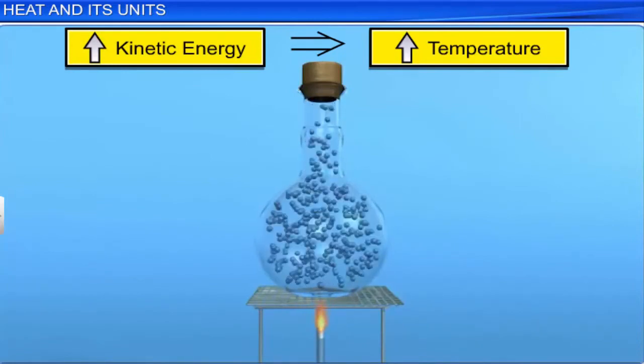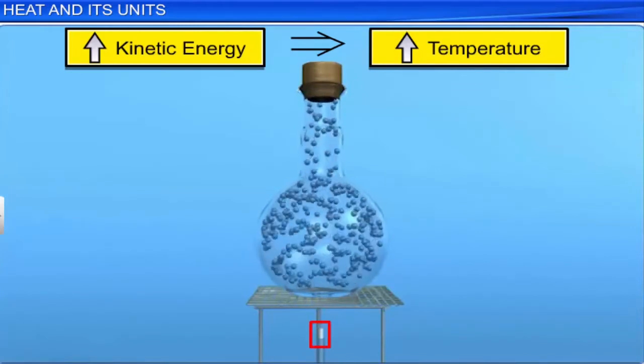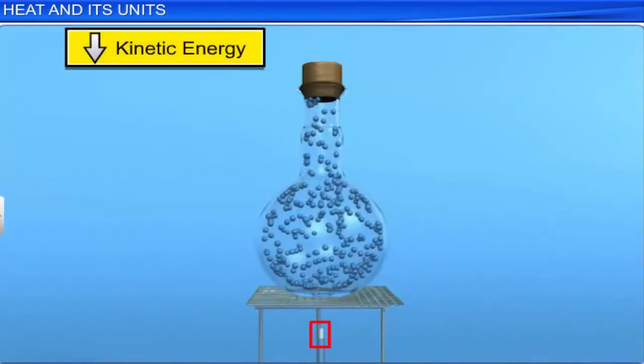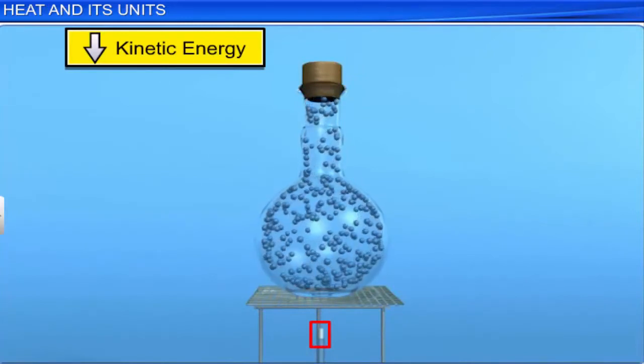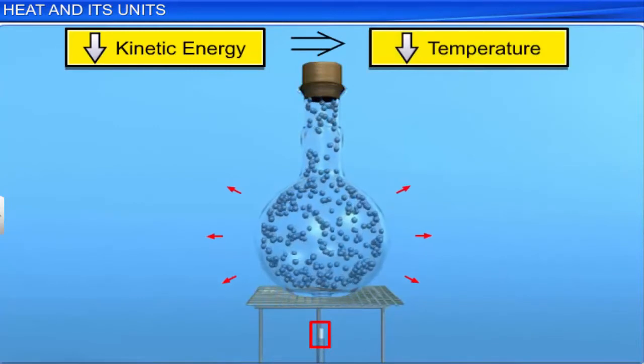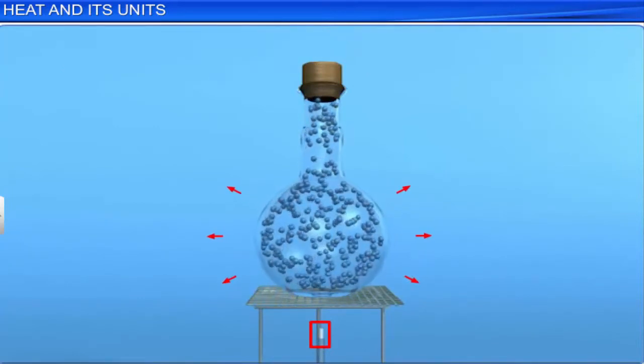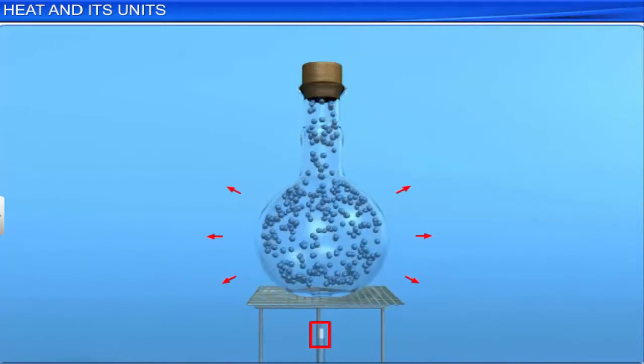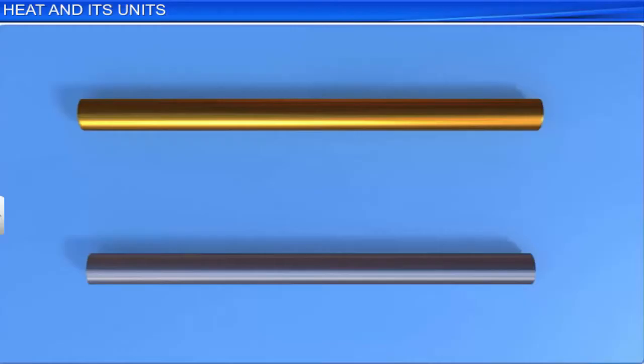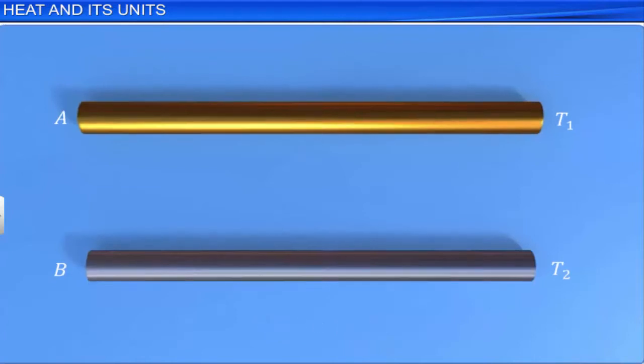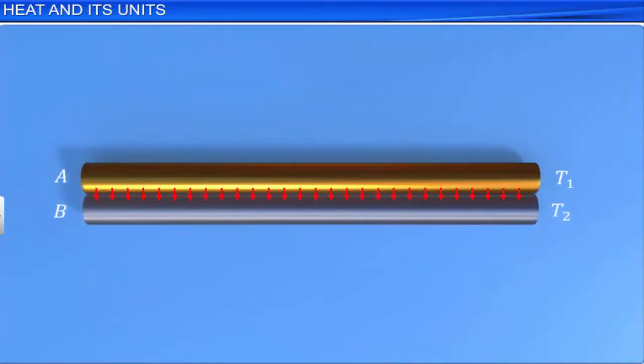Conversely, if some heat energy is given out by a hot substance, the kinetic energy of its molecules decreases. As a result, the temperature of the substance also decreases. Thus, heat is the cause and temperature is the effect. Now let us consider 2 bodies, A and B, at different temperatures. That is, A is at a higher temperature than B. If they are kept in contact with each other, heat energy will flow from the body A to the body B till their temperatures are equal.